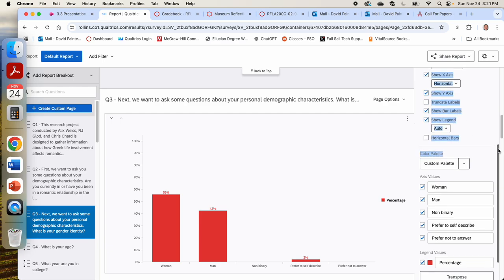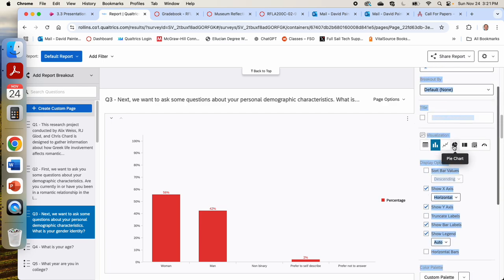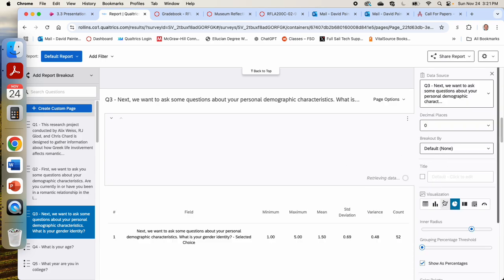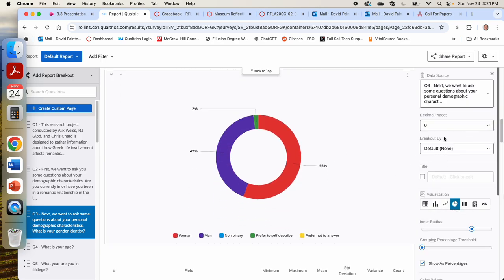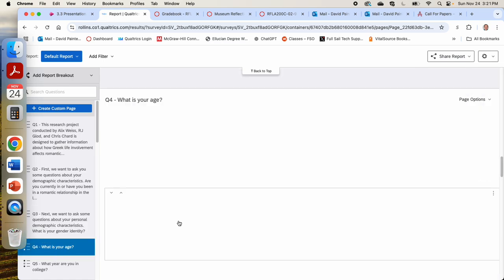And you can also, in this column, try a pie chart by clicking the pie chart here, and it'll show you now that 56% women, 42% men, 2% prefer to self-describe. Nobody identified as non-binary. You can continue down here with age.